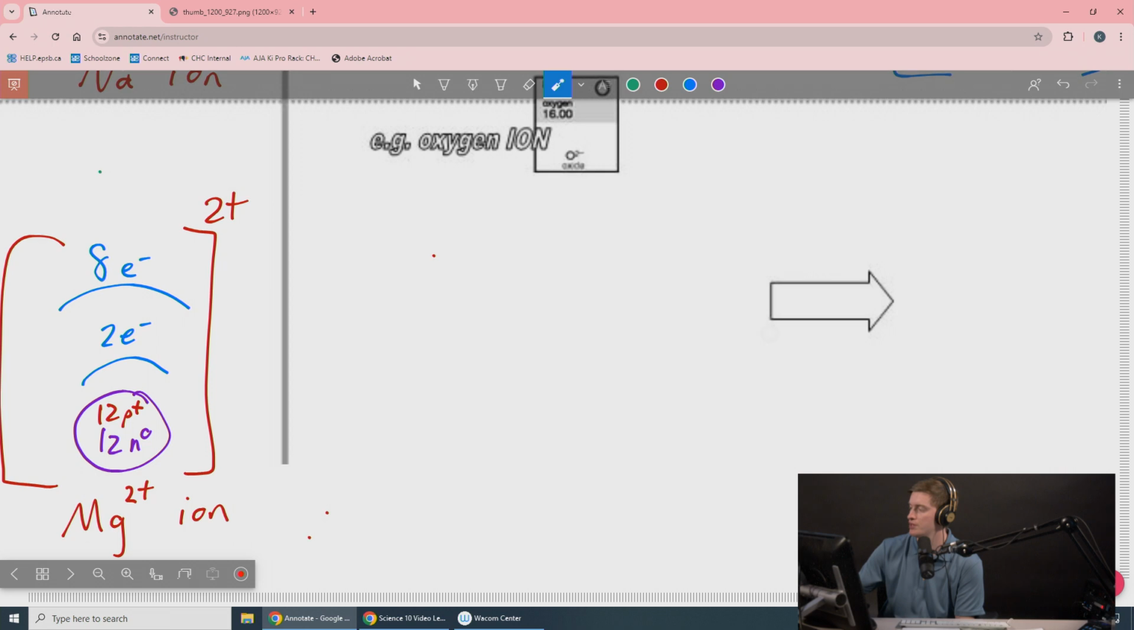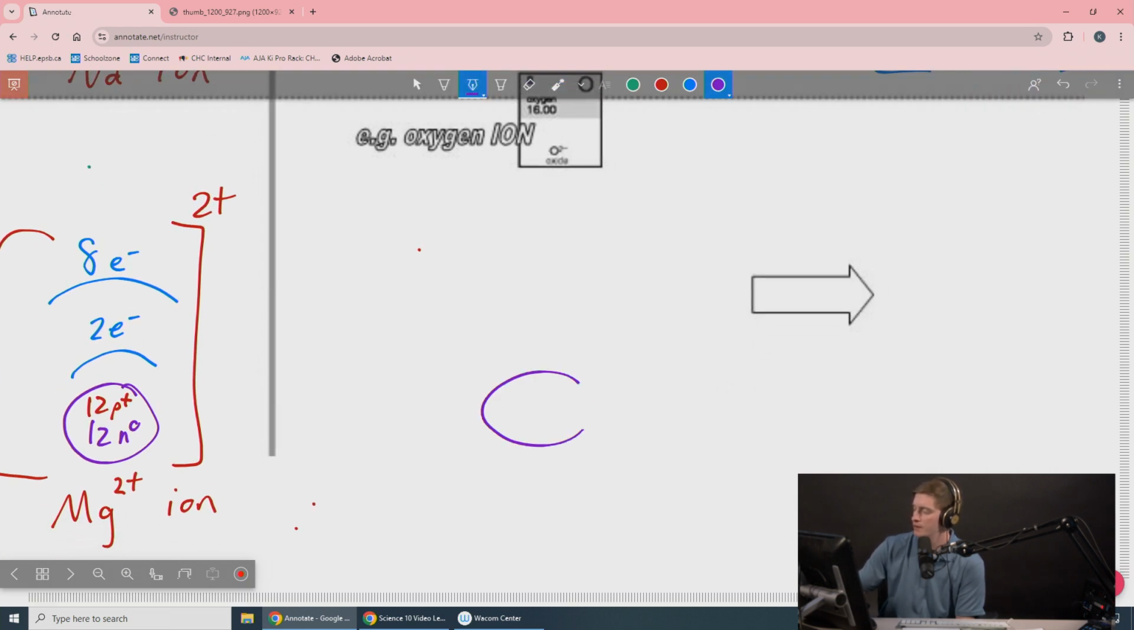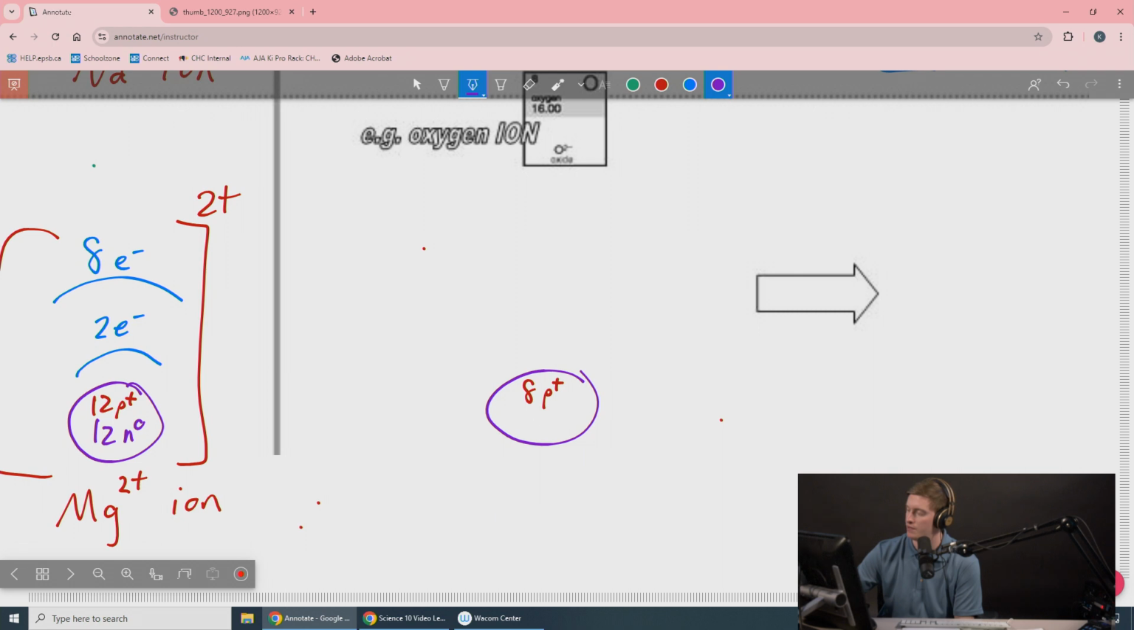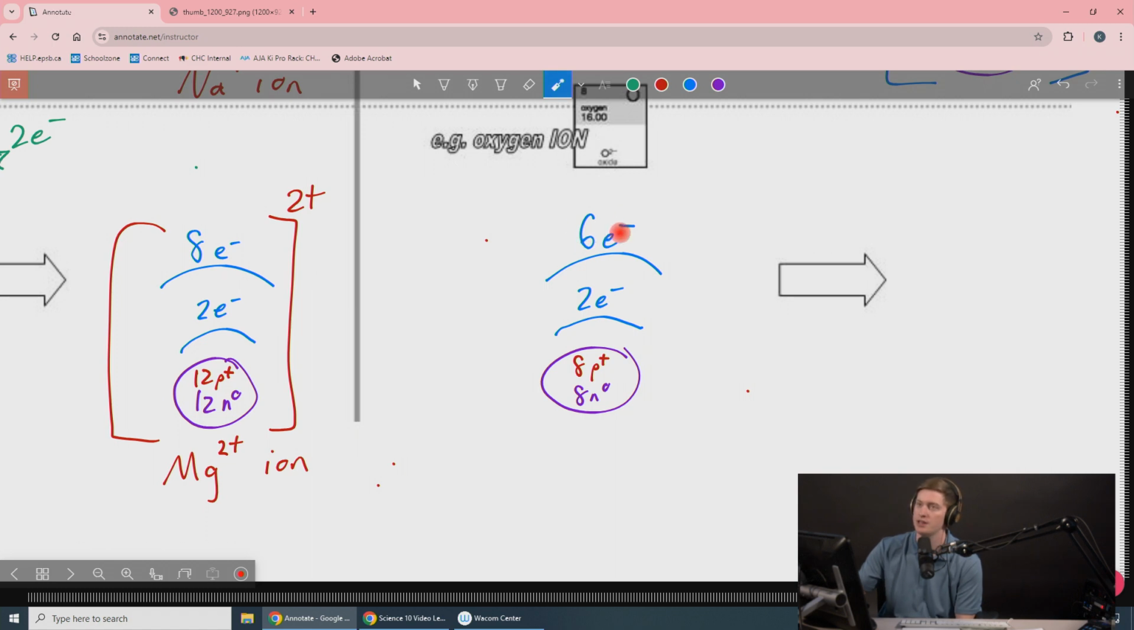Let's look at oxygen, which is going to form the oxide ion. We'll make our nucleus. It has 8 protons. 16 minus 8 would give us 8 neutrons. We'll put 2 of our 8 electrons in the first energy level, which leaves us 6 to put in the second. When we become an ion, we want to fill this energy level. It'd be easier to gain 2 than it is to lose 6.